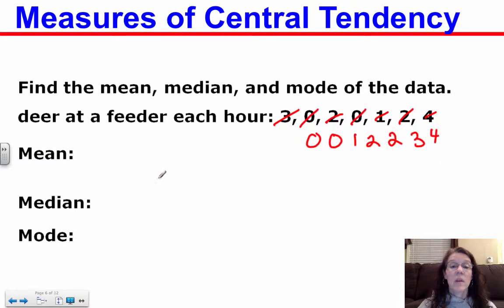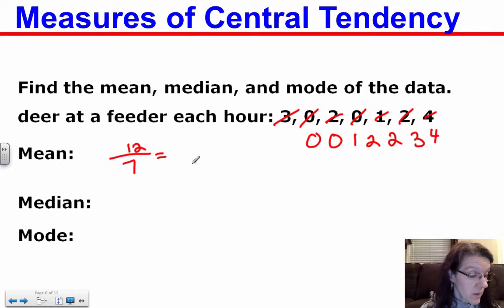I've got 1, 2, 3, 4, 5, 6, 7 pieces of data, and I still have 1, 2, 3, 4, 5, 6, 7. So the mean is the sum of all those pieces divided by the total number. So 0 plus 0 is 0, plus 1 is 1, plus 2 is 3, plus 2 is 5, plus 3 is 8, plus 4 is 12. So 12 divided by 7 is my mean. I can calculate that. 12 divided by 7 is 1.71. That means on average, I see almost 2 deer per hour at my feeder.